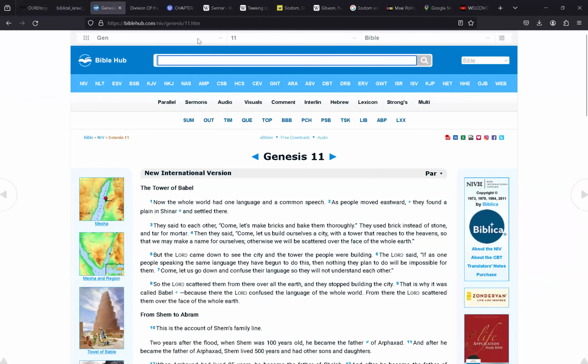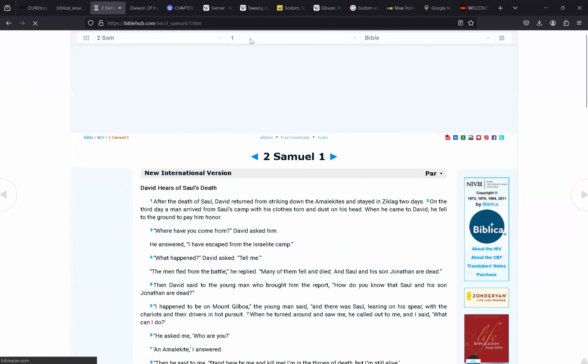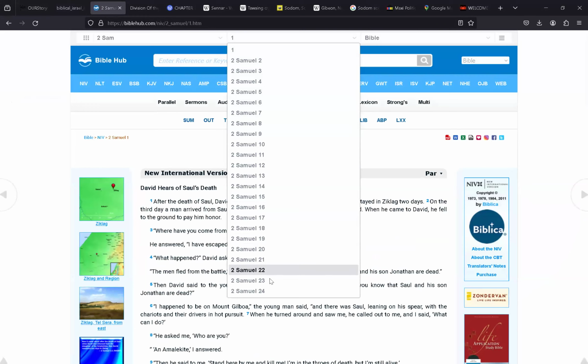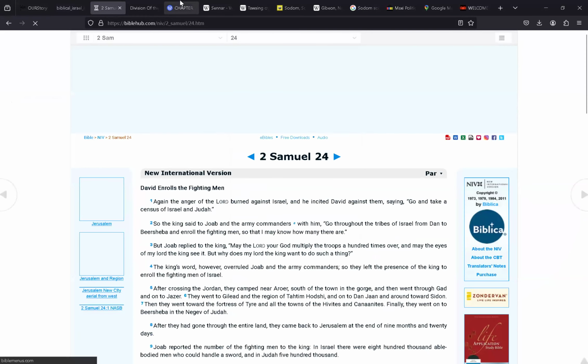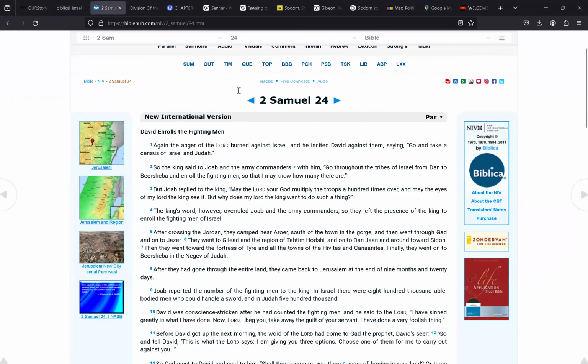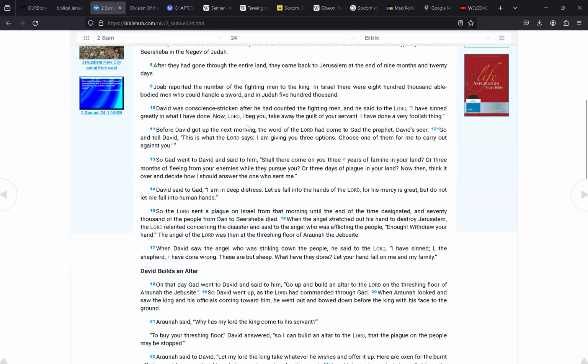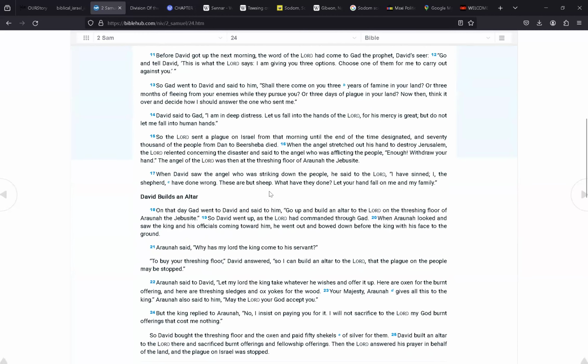You said that's in Second Samuel. Second Samuel chapter 24. Let's see. 18 through 25. On that day, Gad went to David and said to him, go up and build an altar to the Lord on the threshing floor of Aruna, the Jebusite. So David went up as the Lord commanded through Gad.